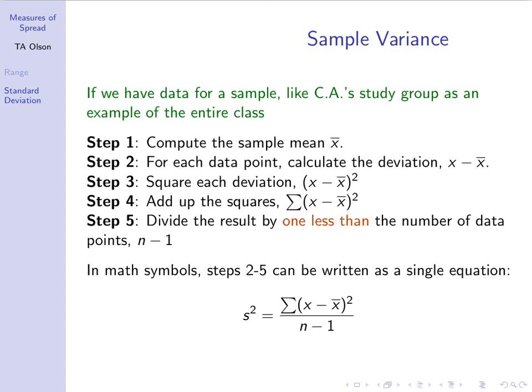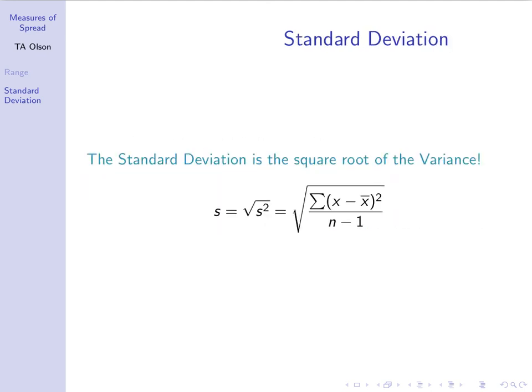In our symbols, one statement for steps 2 through 5: S squared, which is going to be our sample variance symbol, is the sum of the squares of the differences divided by 1 less than the number of data points. So if it's a sample, we divide by 1 less than the number of data points. If we have the population, we simply divide by the total number of data points. And to get the standard deviation for the sample, S, we simply take the square root of the variance.